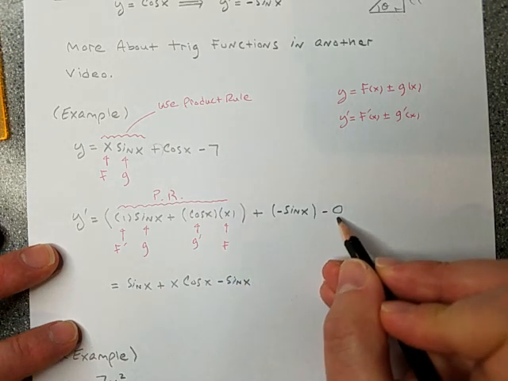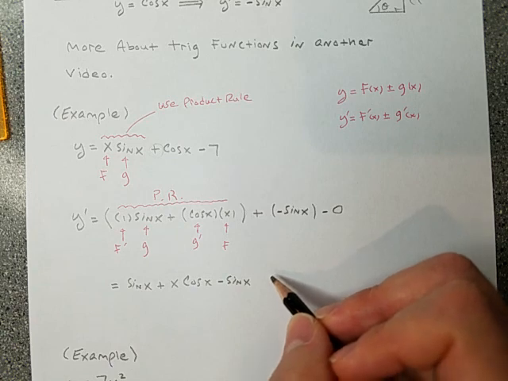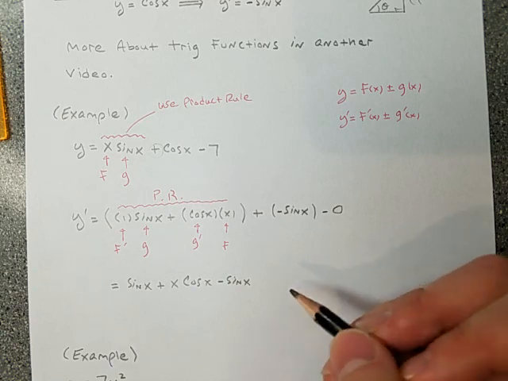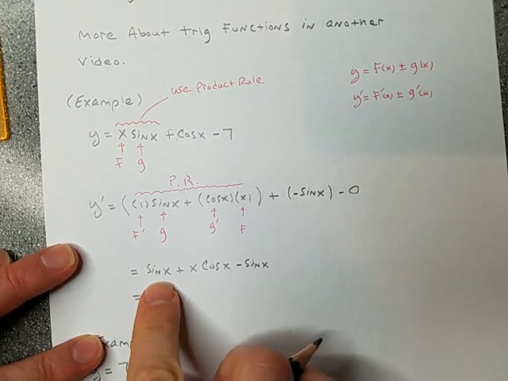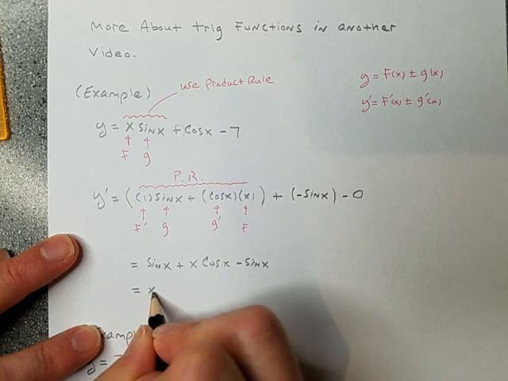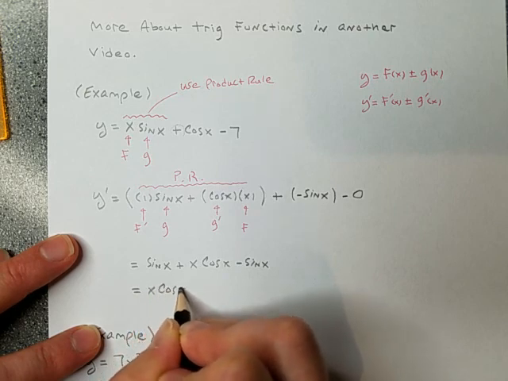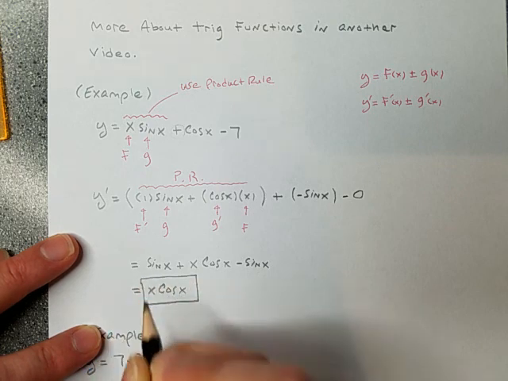And then I've got minus 0. Well, what's the point in writing minus 0? We'll just say 0. It's not there anymore, all right? Okay, does this simplify any further? Well, I've got sine x and minus sine x. Those cancel. And so my y prime is just going to be x times cosine x. All right. And that's it.